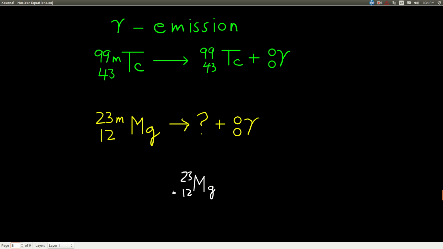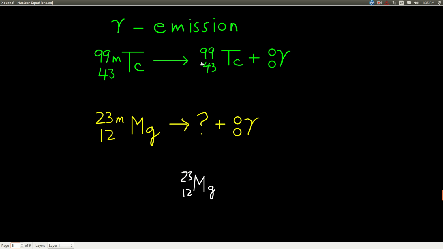Gamma emission. Gamma emission is a little bit different than what we've been doing. This m right here stands for metastable. This is technetium-99, and it's one of the few sources of gamma rays that we know of. Metastable just means that the nucleus is excited. It's in a high energy state. It's not stable. And what it does is it settles down into a more stable state, just regular technetium-99.